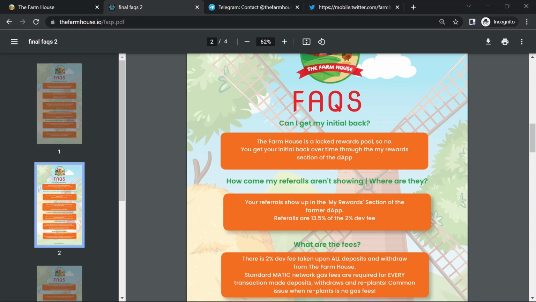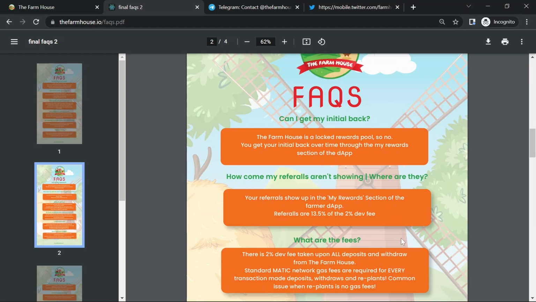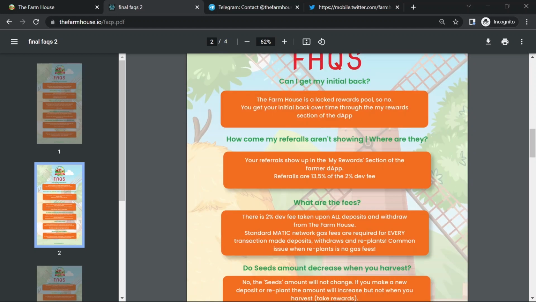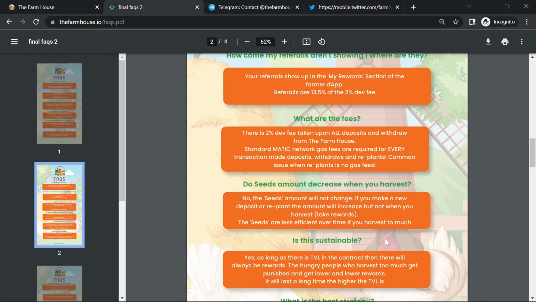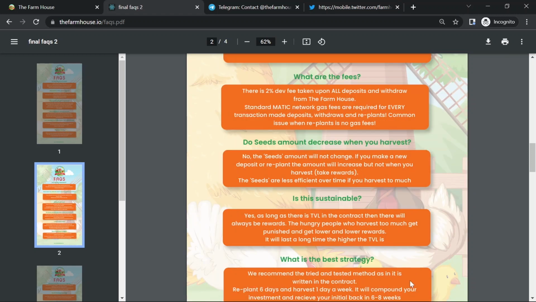Can I get my initial back? The Farmhouse is a locked rewards pool, so no, you get your initial back over time through the My Rewards section of the dApp. What are the fees? There is a 2% dev fee taken upon all deposits and withdrawals from the Farmhouse. Is this sustainable? Yes, as long as there is TVL in the contract, then there will always be rewards. The hungry people who harvest too much get punished and get lower and lower rewards. So basically they're saying if you constantly take profits and don't compound, it hurts the project for everybody, including yourself.